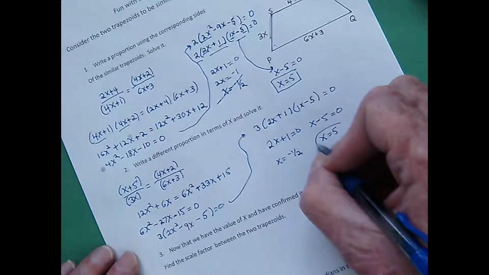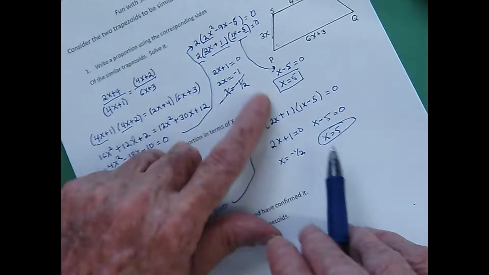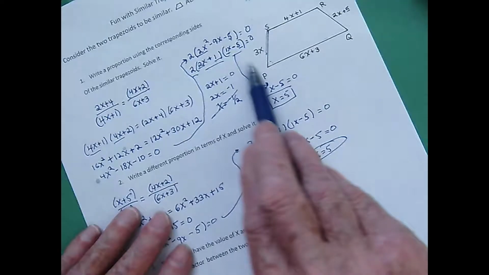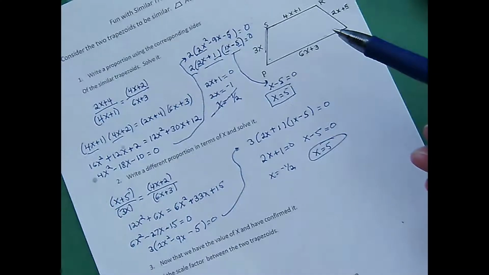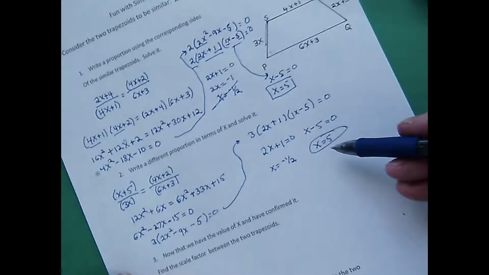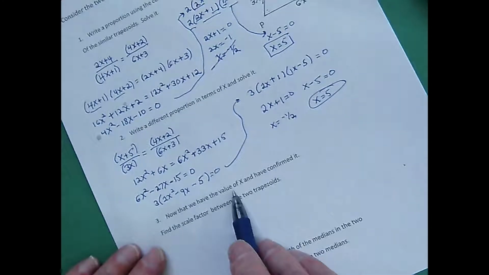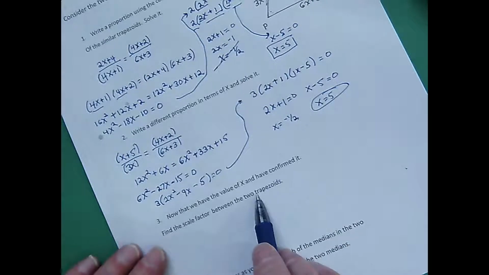Yep, so although we started with a very different proportion, we got the same roots, didn't we? Had you done this side is to that, you could have compared other sides, written other proportions, and come up with the same value for x. Now that we have the value of x, and we've confirmed it, done a couple of ways to show that it had to be true, find the scale factor between the two trapezoids.